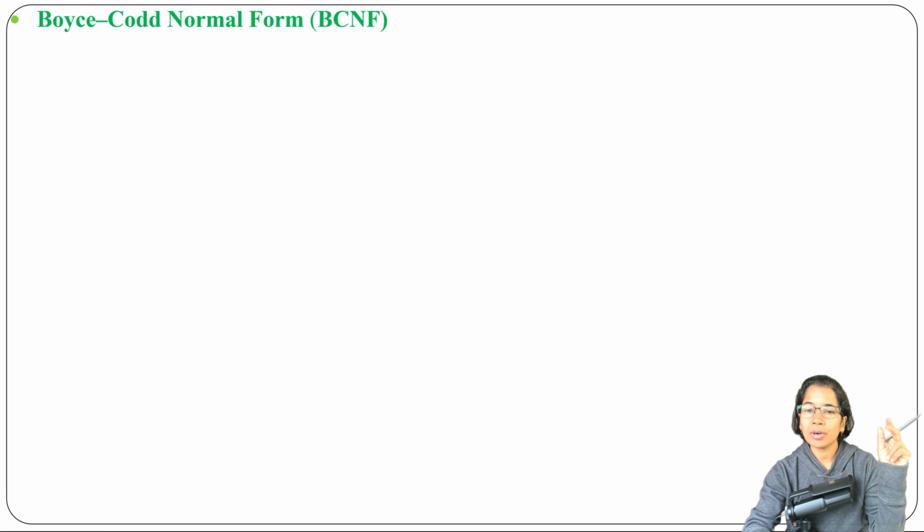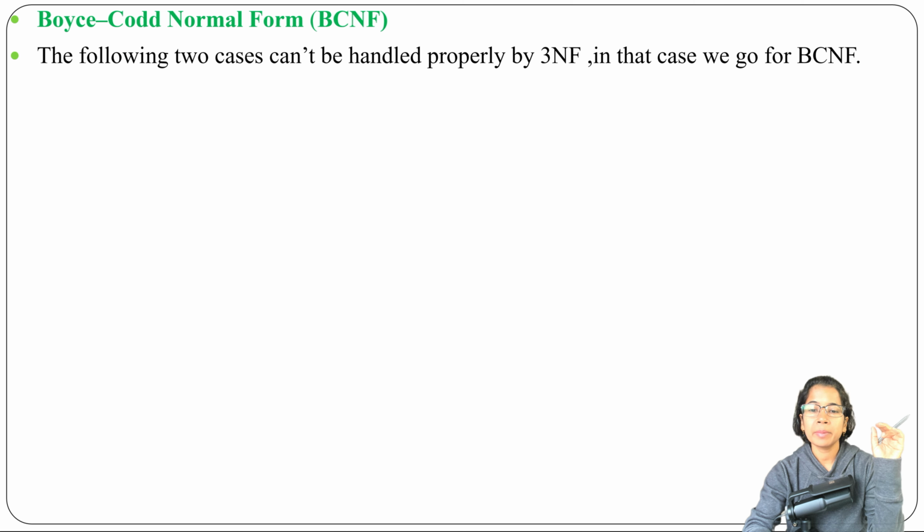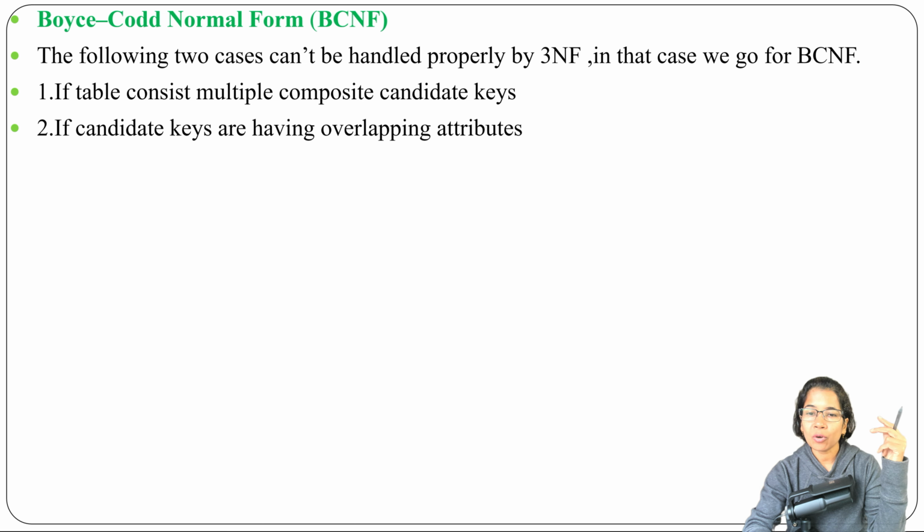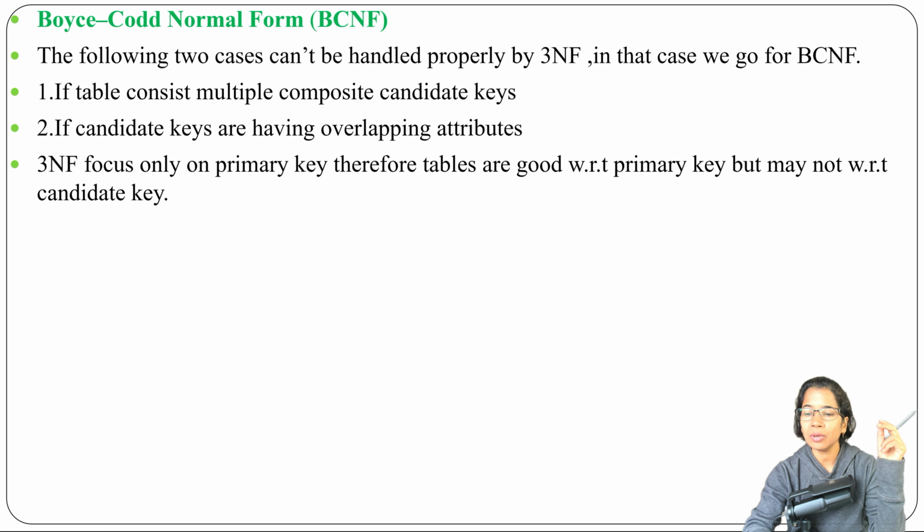3NF is good for primary key, but when it comes to candidate key, 3NF cannot handle multiple candidate keys. That's why we move to BCNF. The following two cases cannot be handled properly by 3NF. That's why we use BCNF. One, if the relation consists of multiple composite candidate keys and there are overlapping attributes in the candidate keys, 3NF cannot handle it properly. 3NF mainly focuses on primary key. That's why it's good with respect to primary key but not good with respect to candidate key.